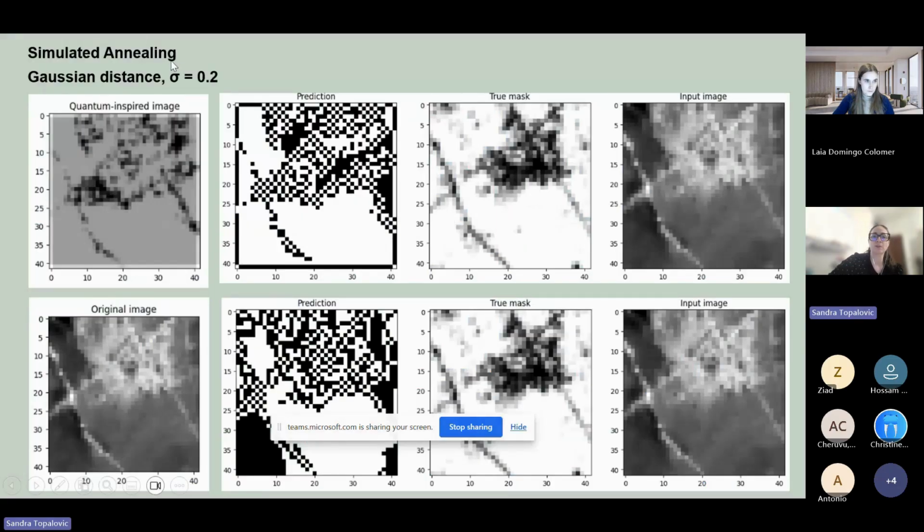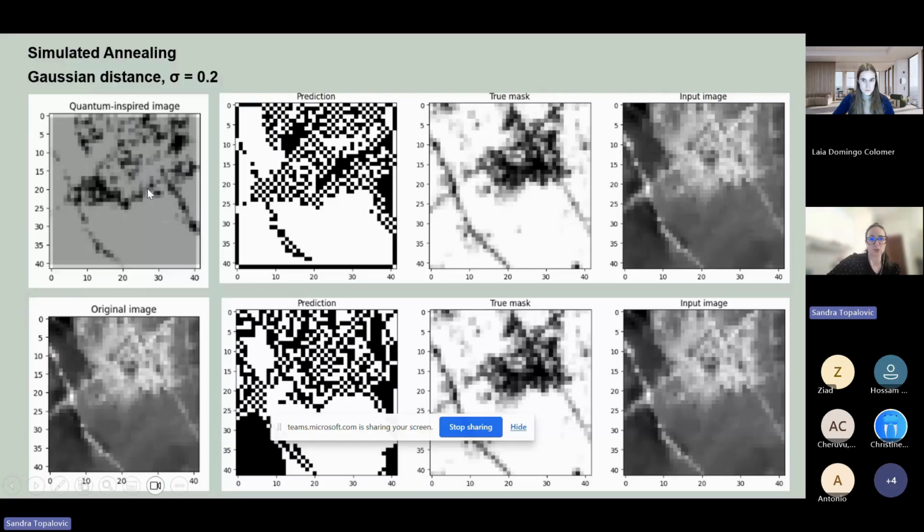For the method that I use for solving, I use simulated annealing and tabu search. I still did not get to run the quantum annealing. I'm still waiting for the API token. But with the simulated annealing and Gaussian distance with the sigma 0.2, the one that is recommended, I also use the quantum inspired image in order to increase the contrast and see if that is going to help. I'm comparing the one filtered using this quantum inspired algorithm and the original image.